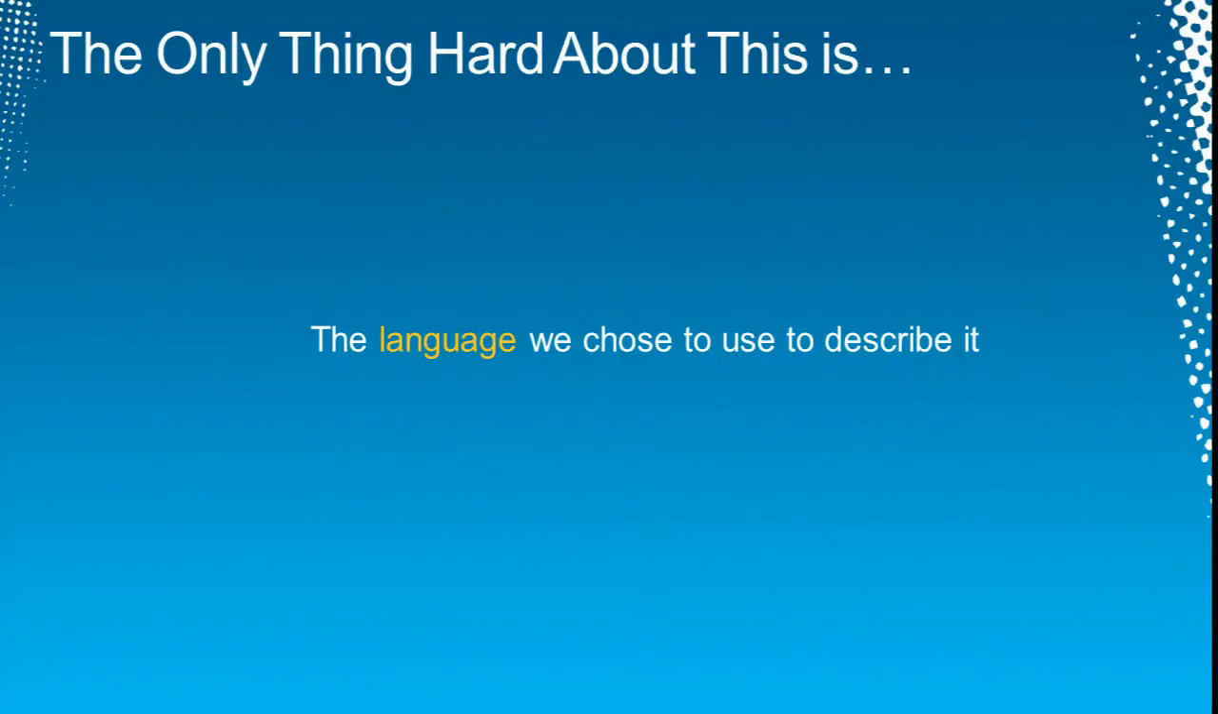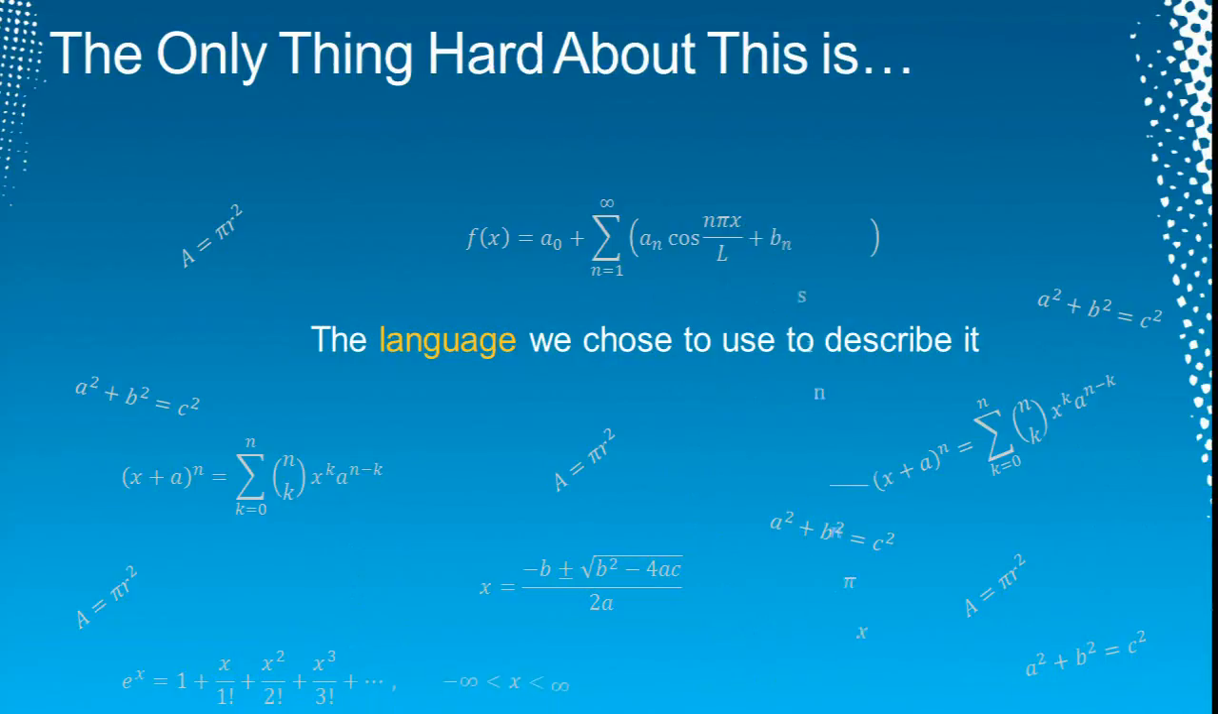The only thing, let me tell you, the only thing that's difficult about algorithmic optimization is the language that we choose to express it, okay? Because we use math. And as soon as we start putting in squirrely lines and funny little characters, suddenly in our heads, everything becomes difficult, all right?